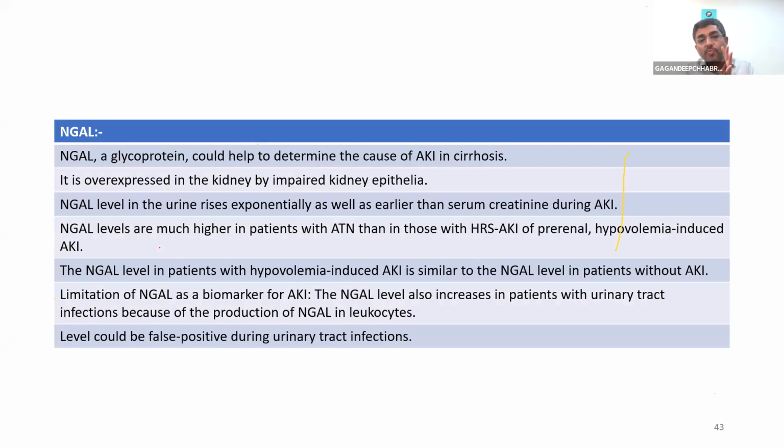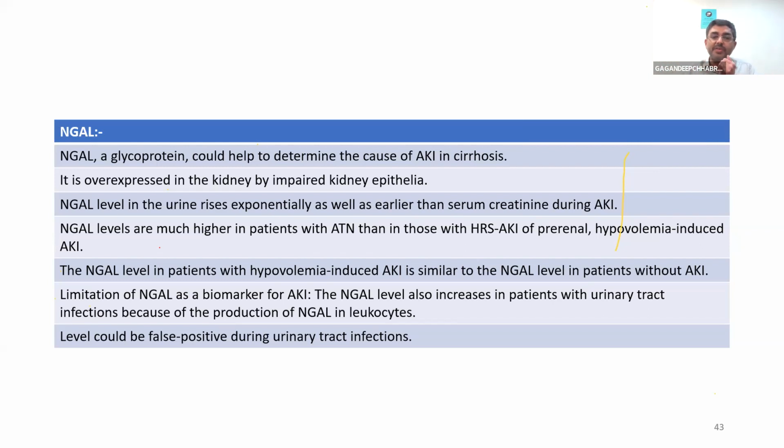NGAL is a glycoprotein which could help to determine the cause of AKI in cirrhosis. It is overexpressed in kidney by impaired kidney epithelia. So what happens? NGAL level in urine rises exponentially as well as earlier than the serum creatinine during an AKI. NGAL levels are much higher in patients with ATN than those with patients of AKI with pre-renal and hypovolemia-induced AKI. So what is happening here is we are trying to use this urinary NGAL to differentiate between ATN as a cause of renal injury or a HRS or a pre-renal part as a cause of renal injury.